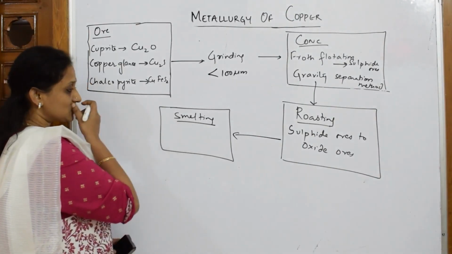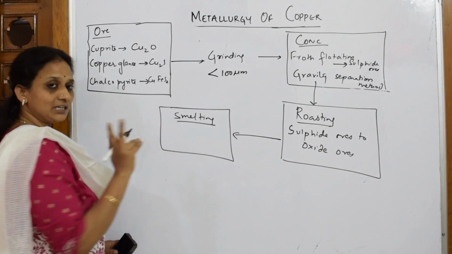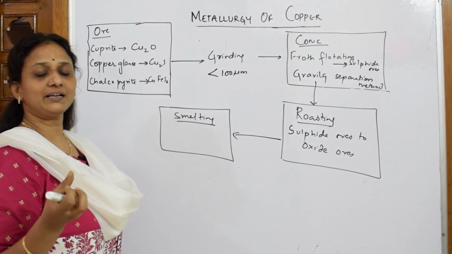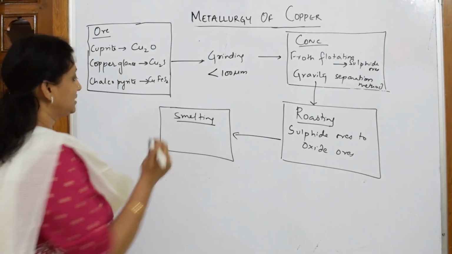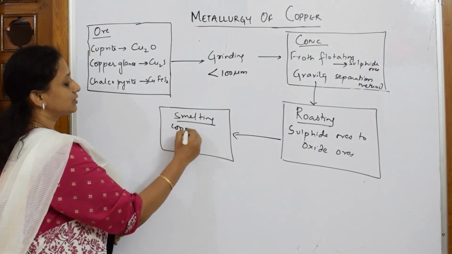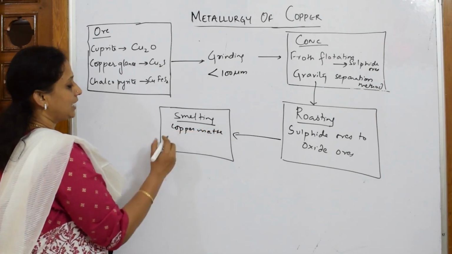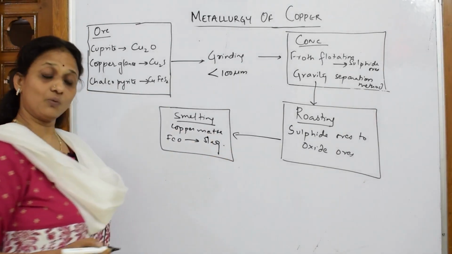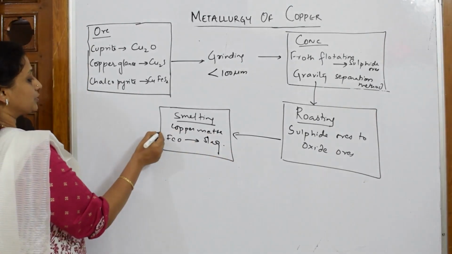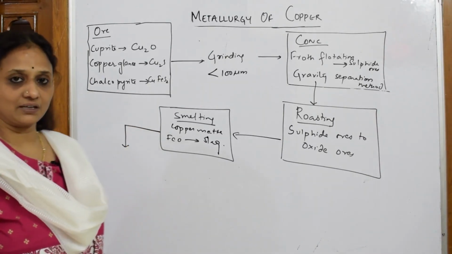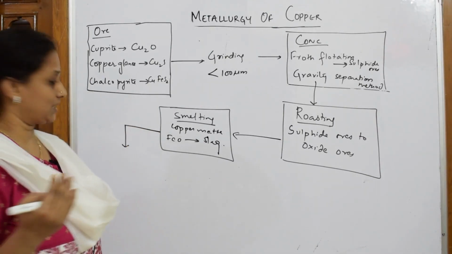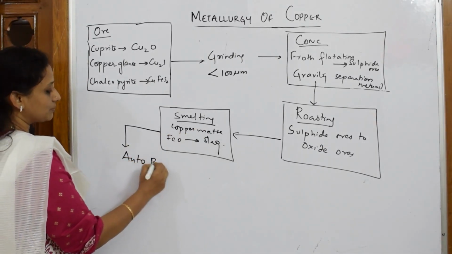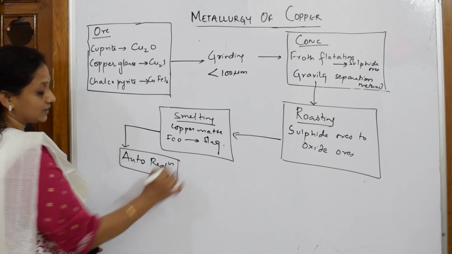Yes, so the smelting process is done. Here in smelting, two important things are going to happen: formation of copper matte and conversion of iron oxide to slag. So smelting process, formation of copper matte and conversion of iron oxide to slag. We'll be doing that. Now, once smelting is done, we are going to proceed to an important method. In this smelting only, we have one more part where your copper matte undergoes a process called auto reduction. We will see this auto reduction.